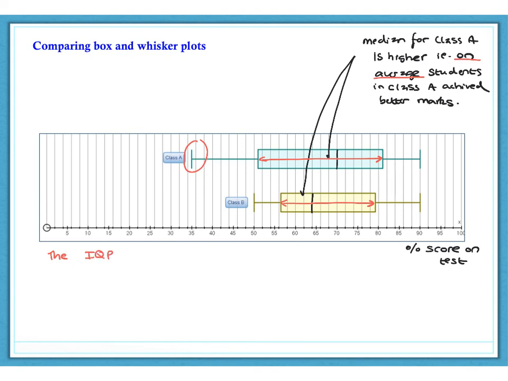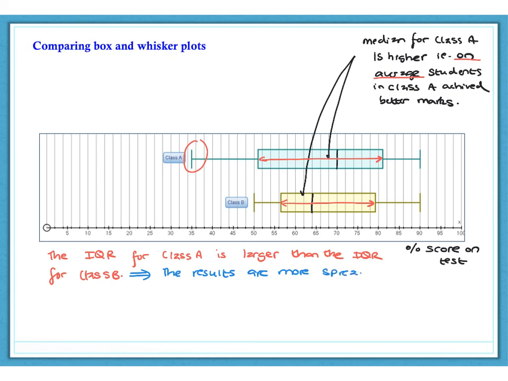So it's good to make an opening statement like that. The interquartile range for Class A is larger or greater than the interquartile range for Class B. But what does that actually tell us? Well, it tells us that the results are more varied or more spread out for Class A than they are for Class B. So we can refer to results being spread out, or we can refer to results being varied.